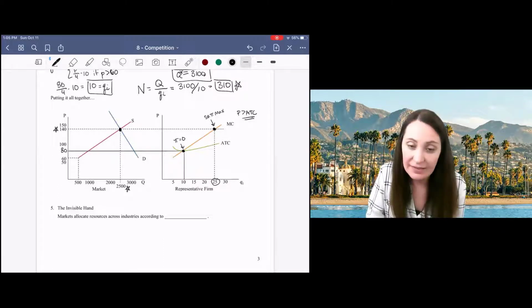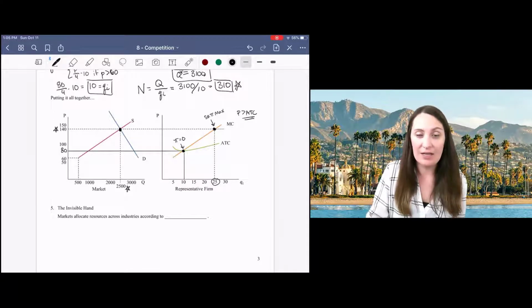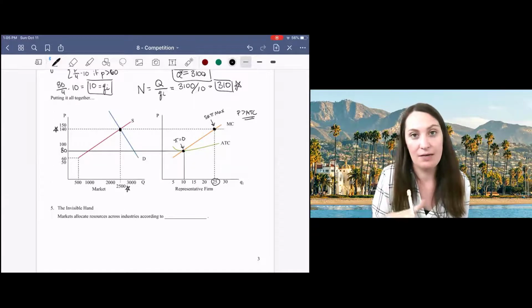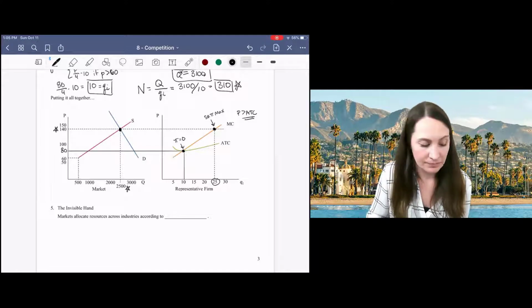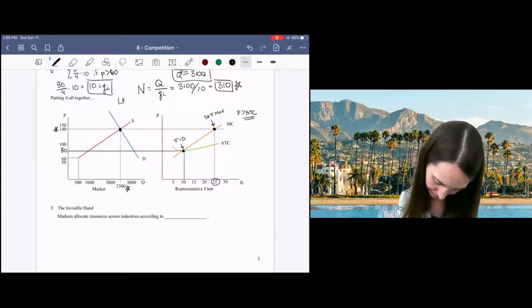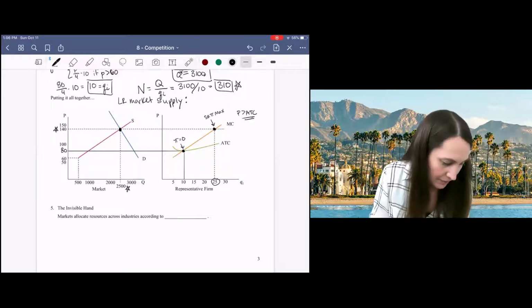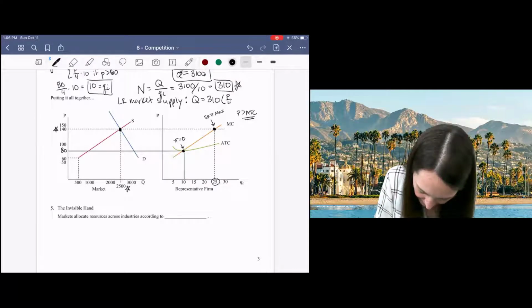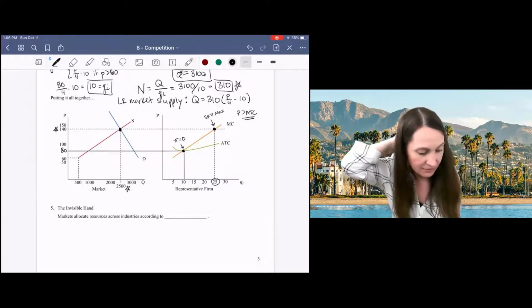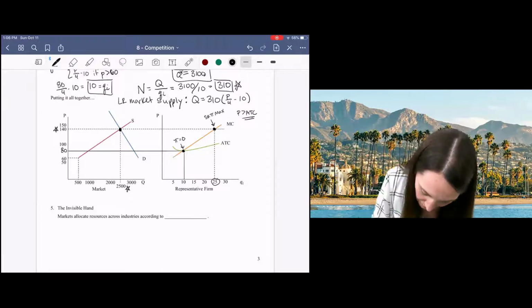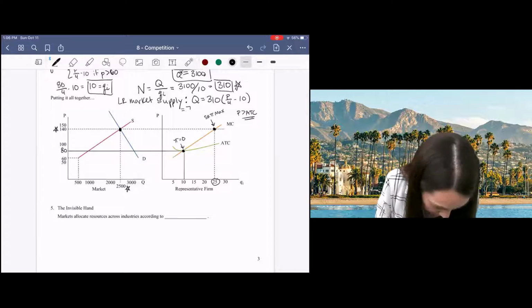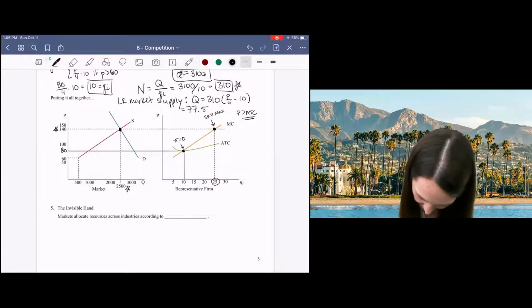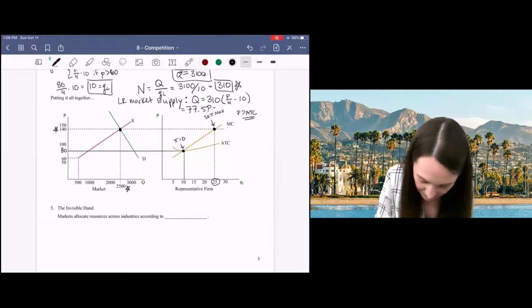So what is happening, the last sort of piece of the puzzle here, is to derive the long run market supply curve. And then show that on our graph. So in the long run, I've got 310 firms, each supplying P over 4 minus 10 units of this product, which gives me 77.5 P minus 3,100.